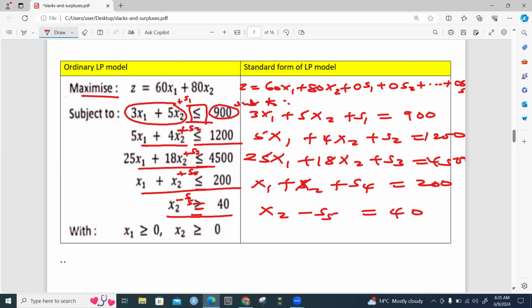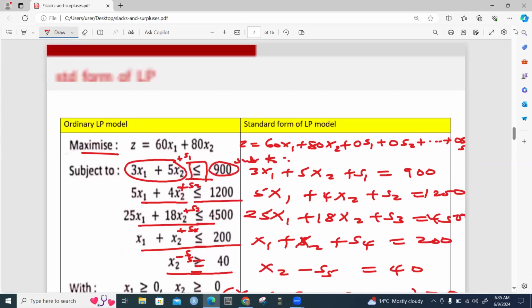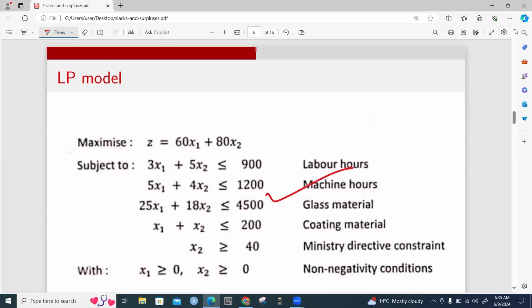And then our non-negativity constraints, all of them: x1, x2, S1, S2, S3, S4, and S5. Each one of them is greater than or equal to 0. So all of them are non-negative. And so that's how we express a linear programming model into standard form.